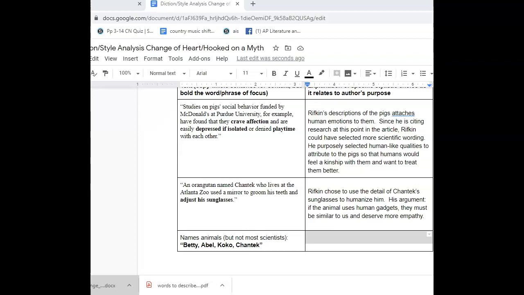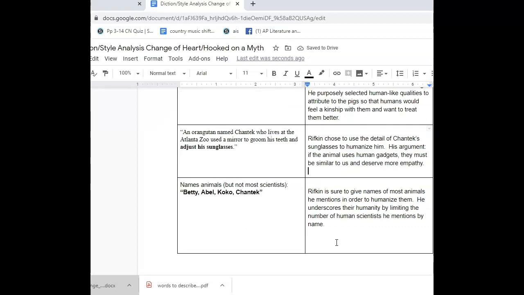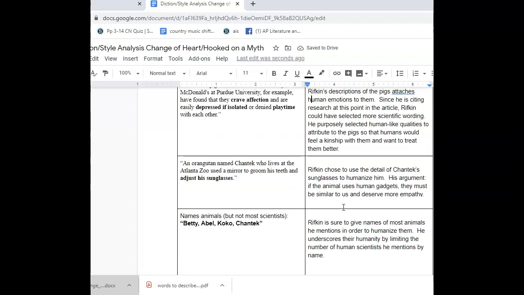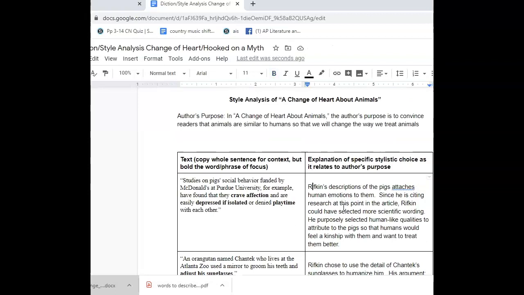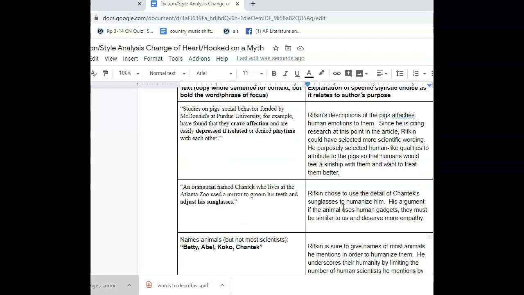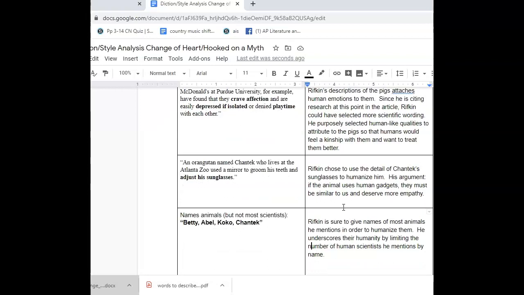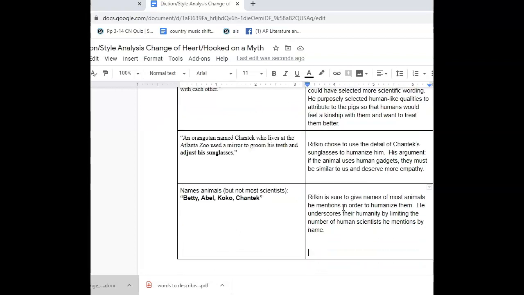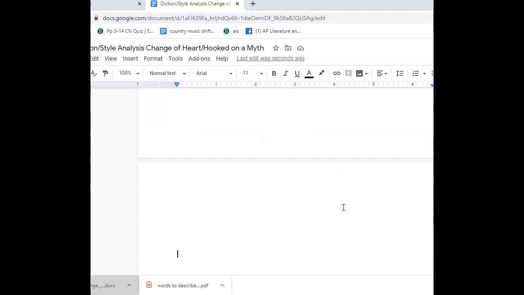So you'll notice that I have taken all of these things that I've talked through with you and I've summarized them into this chart for you to have as a reference and example of how to do this. On the left is the part of the text that you're going to focus on that shows the stylistic device. And on the right, you're explaining what is his purpose in using that device. How does it further persuade you to believe whatever it is that he's trying to convince you of?